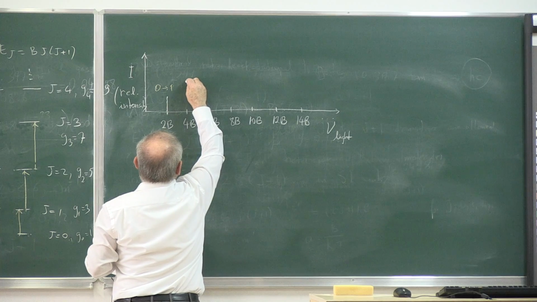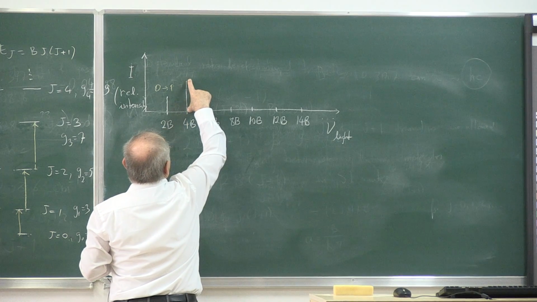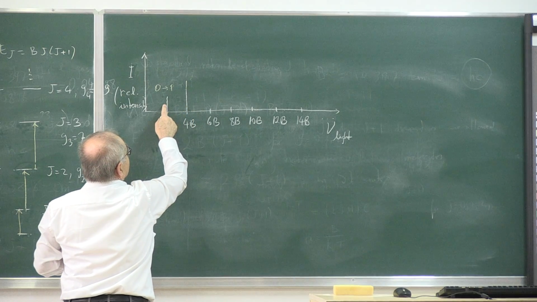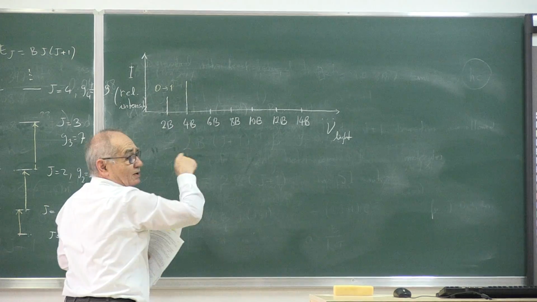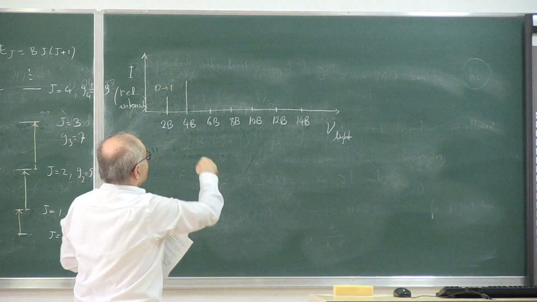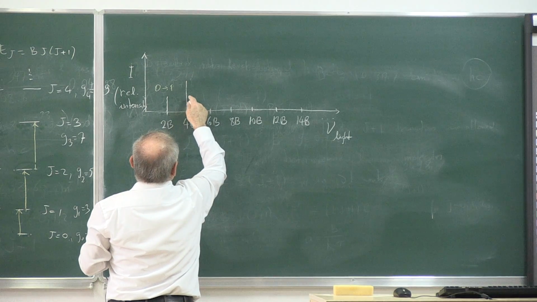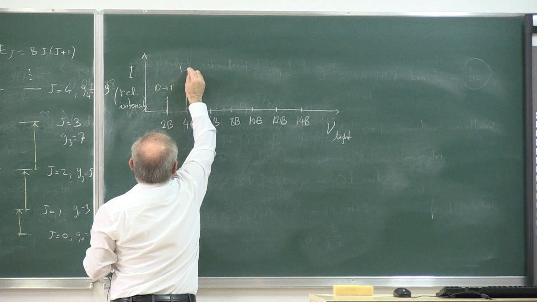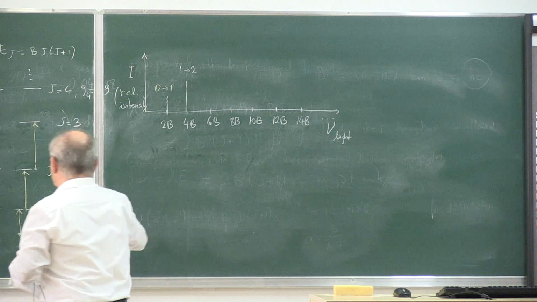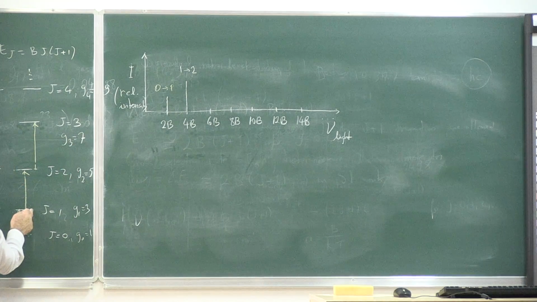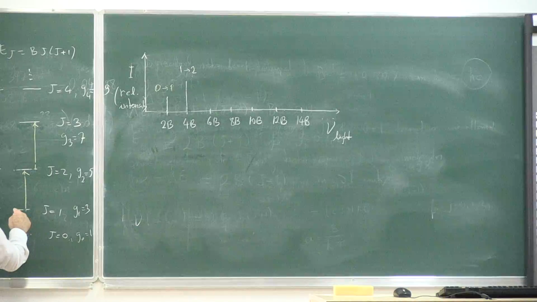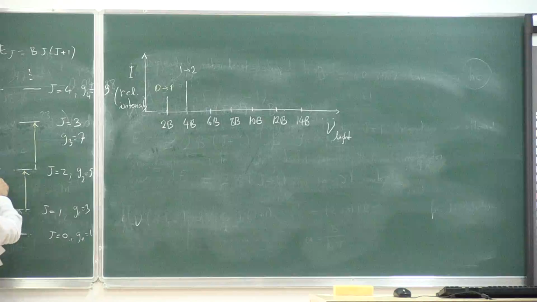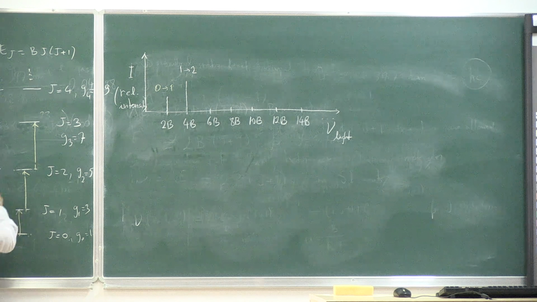So the height here is 2.7 times the height of this one. So if you take this as 1 centimeter, the height here is 2.7 centimeter. This is the line which corresponds to 1 to 2 transition. In other words, molecules initially in J equals 1 are making a transition to J equals 2 level, and the energy difference is 6B minus 2B, 4B.